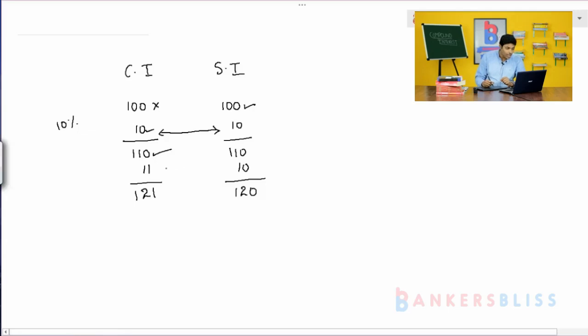So now you can notice the difference between simple interest and compound interest for the second year. Here we got 1 rupee more than the simple interest.